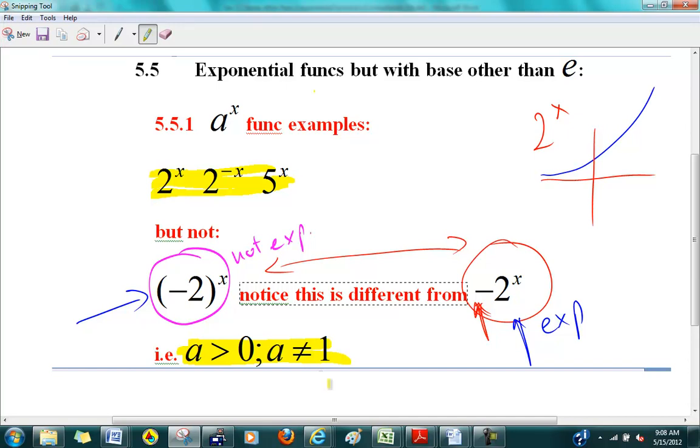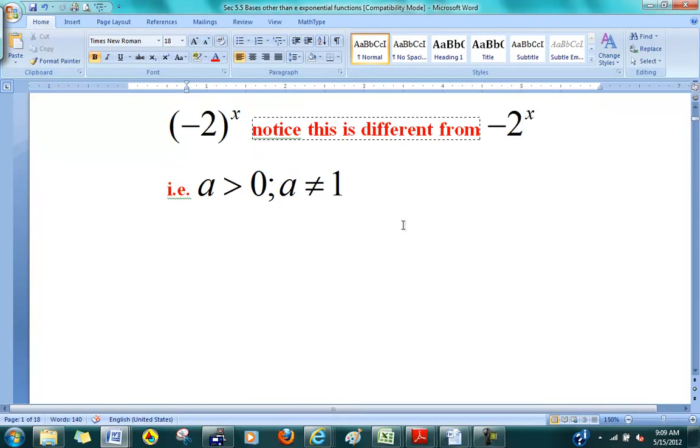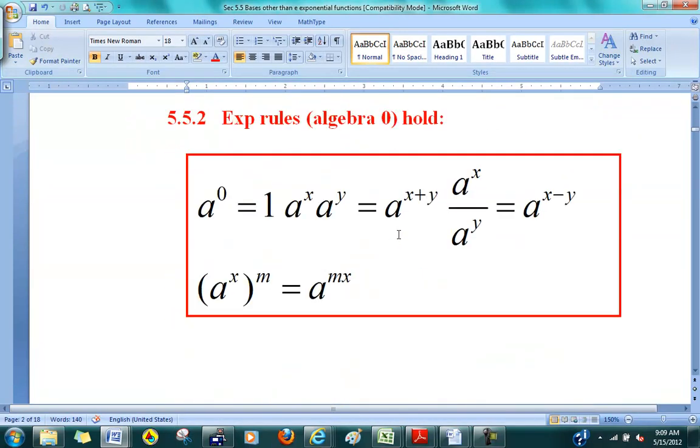Because if it was 1, what would happen if a was 1? In other words, you'd get 1 to the x. What would that be? One all the time, right? That's not a very interesting function, is it? That's a flat line, so that's not very interesting. So for an exponential function, a has got to be positive. It cannot be equal to 1, which is what I'm saying here. Okay, all right. Stuff from Algebra Zero. I don't know if you need to take it down. If you do, take it down, because we've seen this many times before, okay?